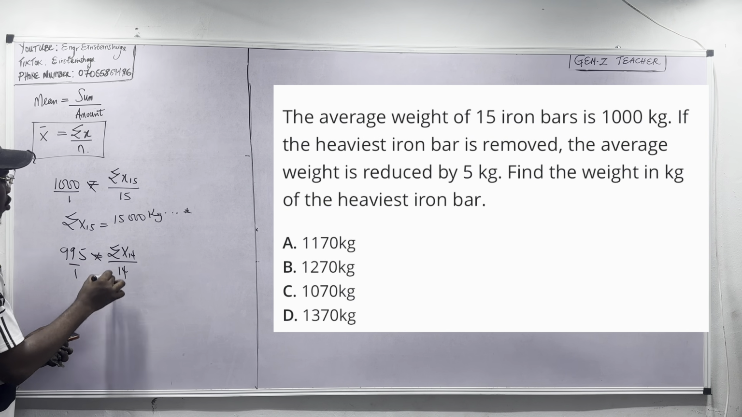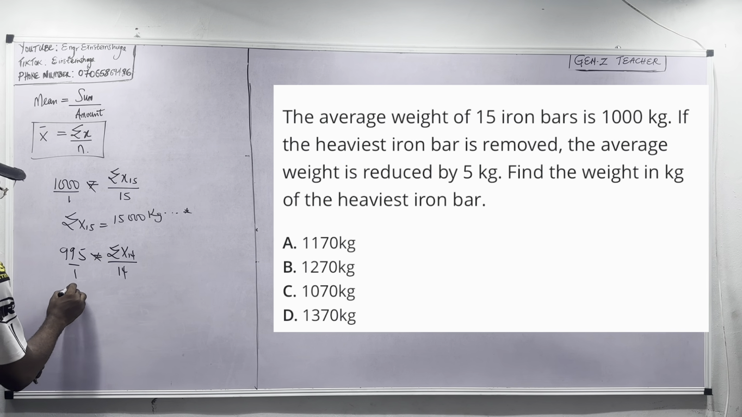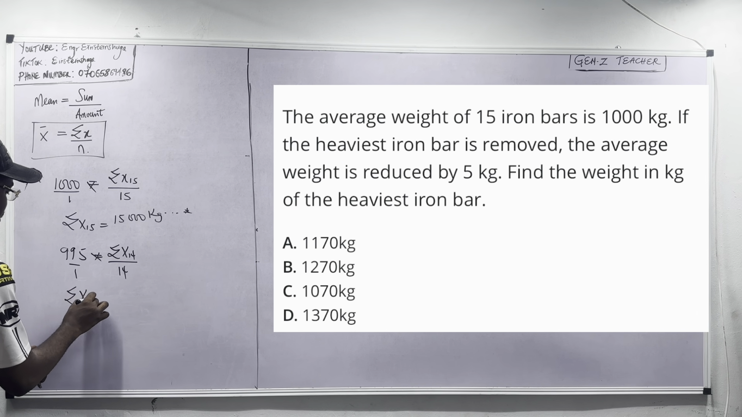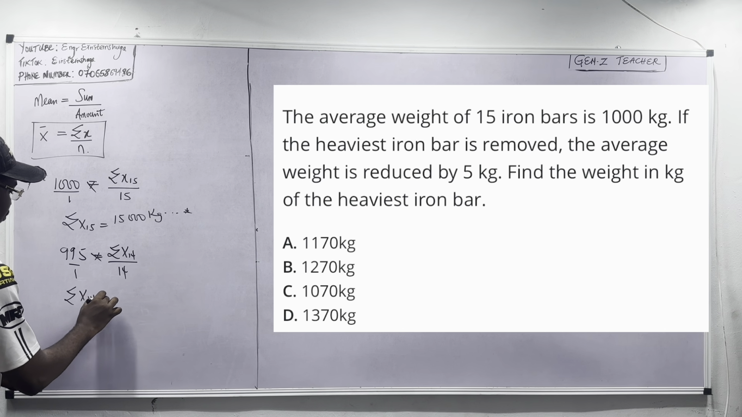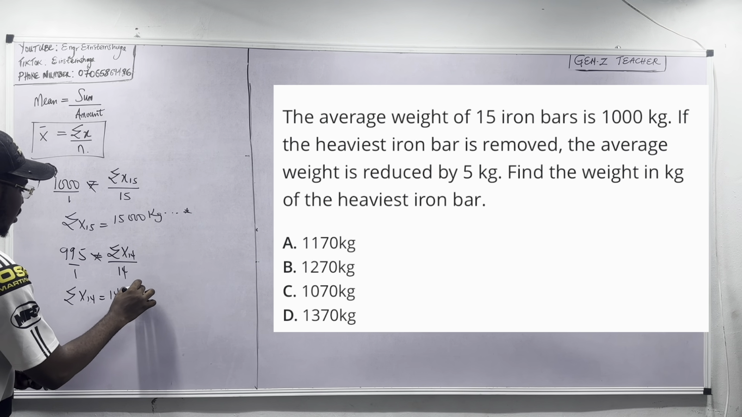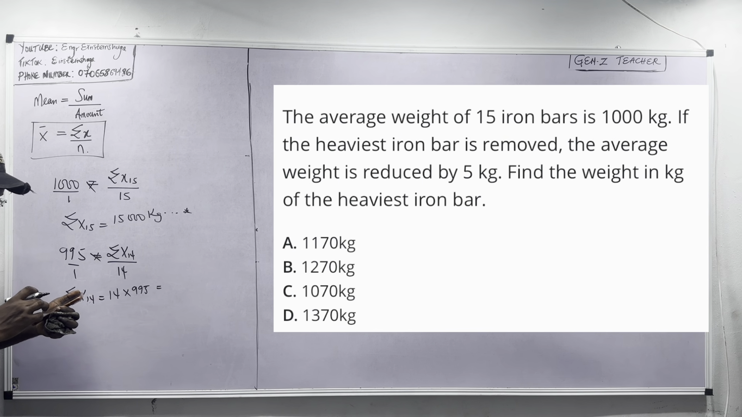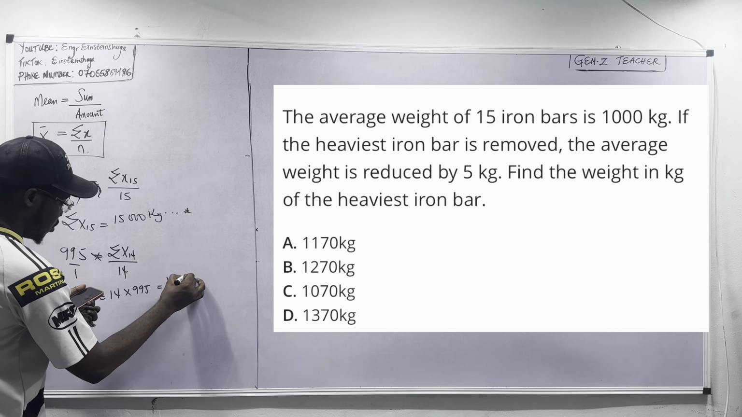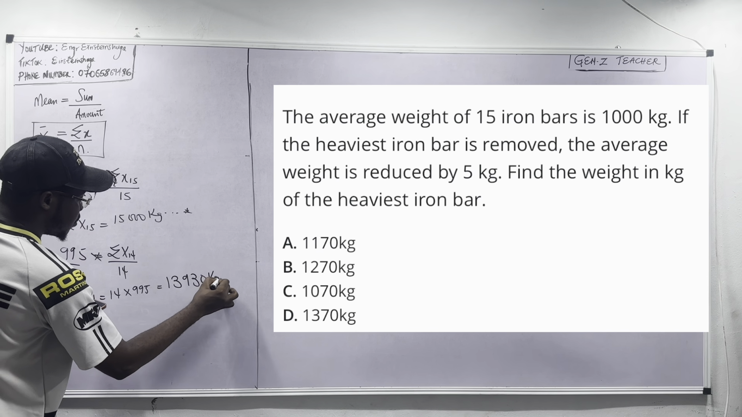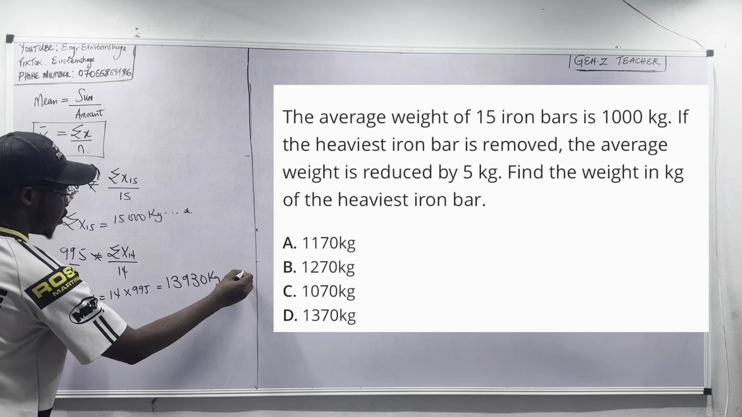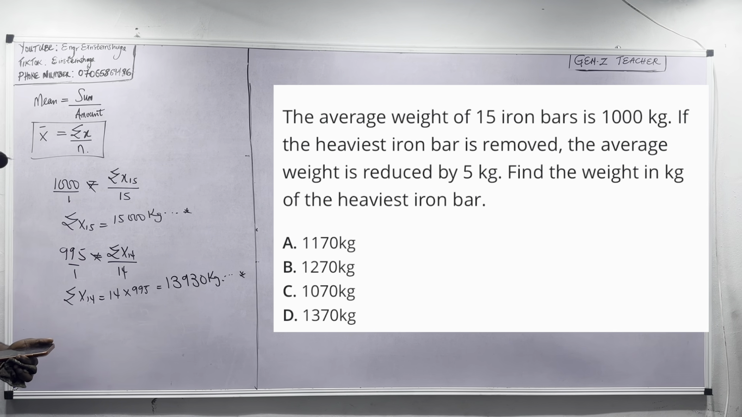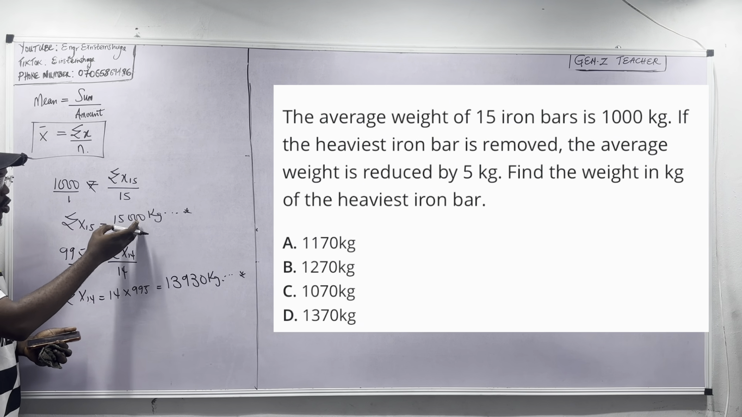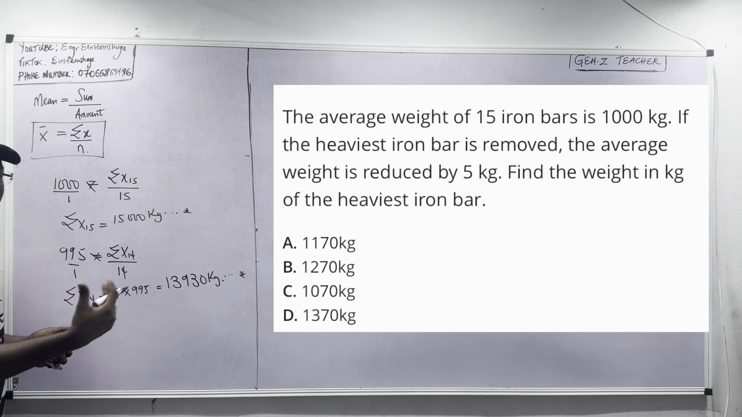So quickly, we're going to cross multiply, and the sum of the 14 iron bars now is going to be 14 times 995. Let's quickly calculate. 14 times 995 gives us 13,930 kilograms.